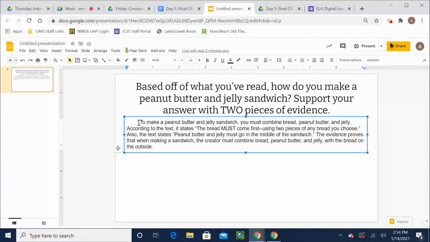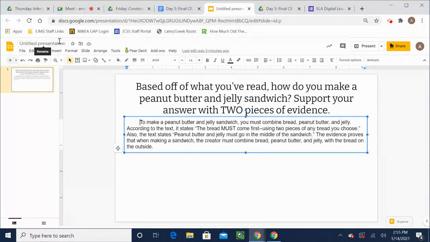So here is my answer. To make a peanut butter and jelly sandwich. That would be my restating. Okay, I took how do you make a peanut butter and jelly sandwich and I made it a complete sentence. So to make a peanut butter and jelly sandwich, here's my answer. You must combine bread, peanut butter, and jelly. So R and A taken care of. Now I'm going to cite evidence that proves my answer. Okay, pretend I've gone back into my text. I've chosen two examples that prove that you make a peanut butter and jelly sandwich by doing this.